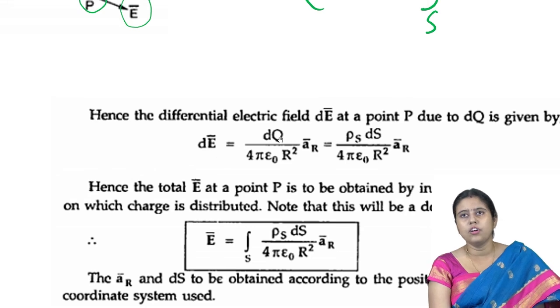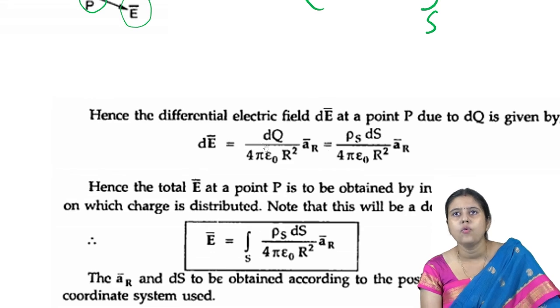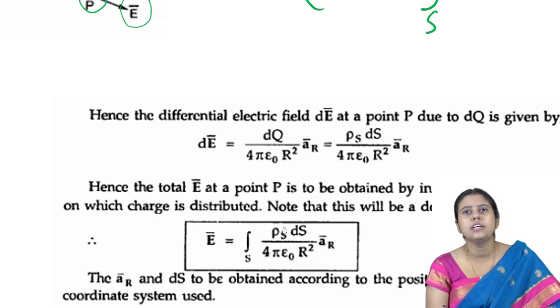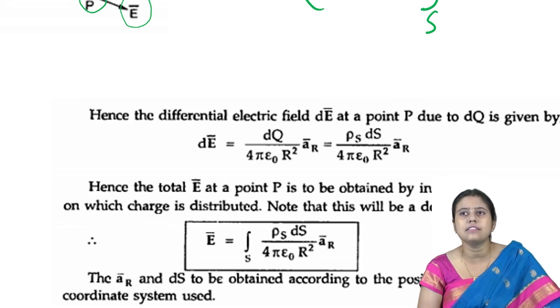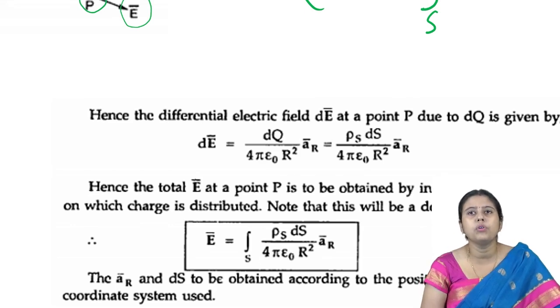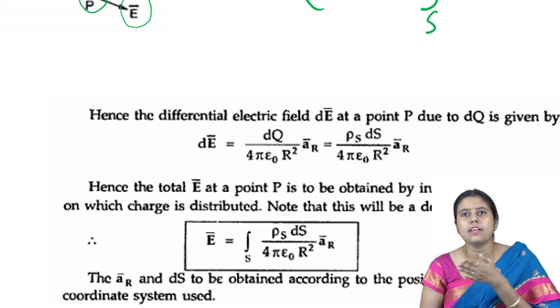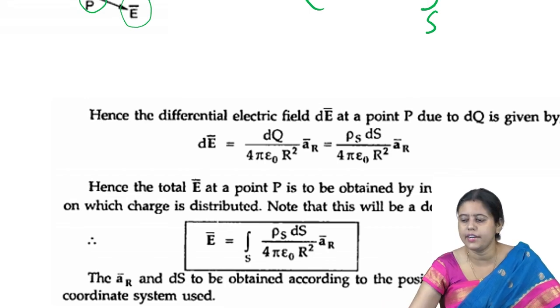dE is equal to dQ by 4 pi epsilon 0 r square aR. What is dQ? dQ is nothing but rho S dS. Now rho S is the surface charge density. So if we want to calculate the total, we have to integrate along the surface. And as this is a surface integration, we have to do the integration two times, one with respect to x, another with respect to y, or it may be yz, it may be zx.